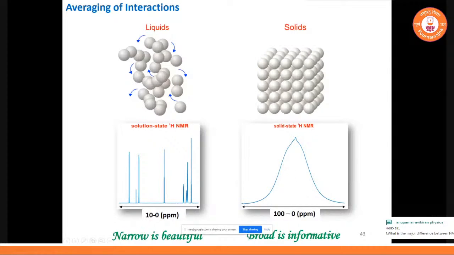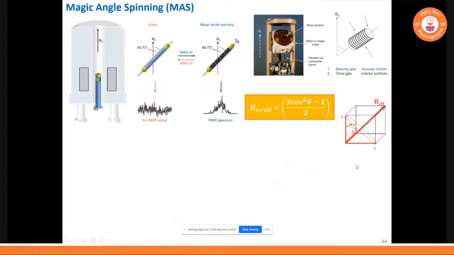Of course, narrow is beautiful. That's what liquid state NMR people will say. But solid state NMR people like me will say broad is informative. But the problem is how to extract that information. That's a challenge. Now, our aim in solid state NMR is to get resolution like liquid. How to deal with this broadness? So people are smart.